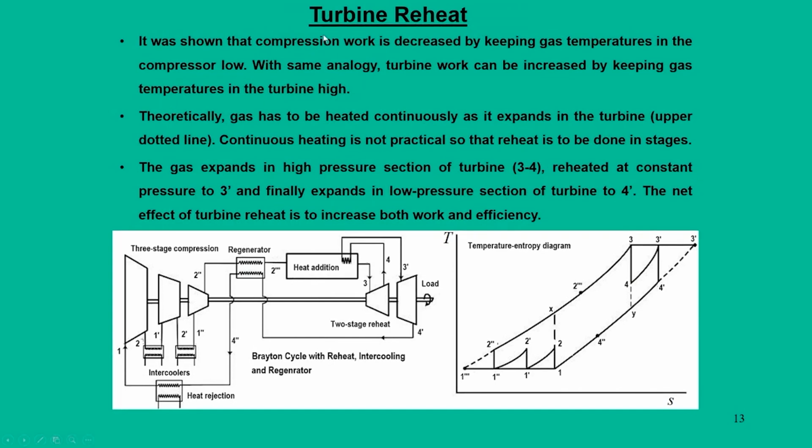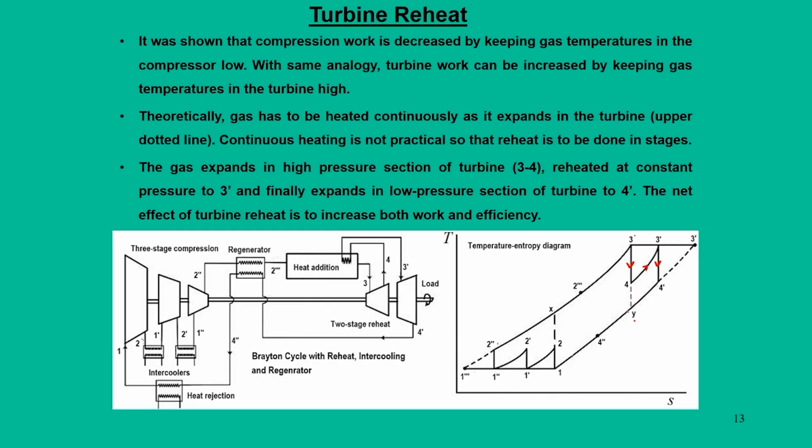A similar concept we can introduce on the turbine side, and we call this turbine reheat. As I mentioned, to improve the net work you need to reduce the compression work through intercooling, which we have seen, or we can also increase the turbine work. So, instead of expansion in the turbine in a single stage from 3 to Y, we come back in stages, 3 to 4, then reheat 4 to 3 dash, again come back to 4 dash, and keep on reheating to the 3 dash.